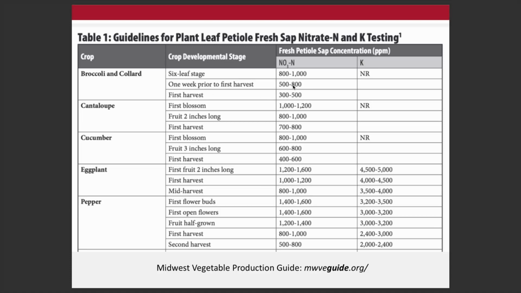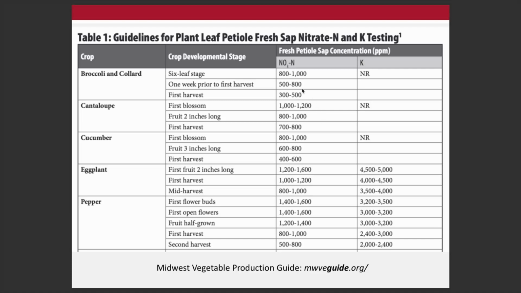What are those nitrate levels in fresh petiole sap, quote unquote, supposed to be for a healthy plant? So these are kind of considered sufficiency levels. So we want a value, say pepper at first flower, to be somewhere between 14 and 1600. If it's lower than that, might indicate that we need more nitrogen, and there's a potential for nitrogen deficiency. Above that, again, potential that we're over fertilizing, don't need that.